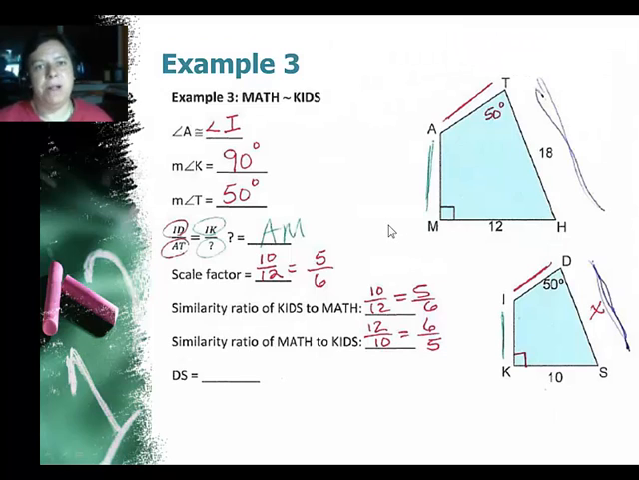Example 3, I have polygon MATH is similar to polygon KIDS. First, they want us to find angle A, which angle is that congruent to? Well, you can see angle A is up here. The corresponding angle is angle I.